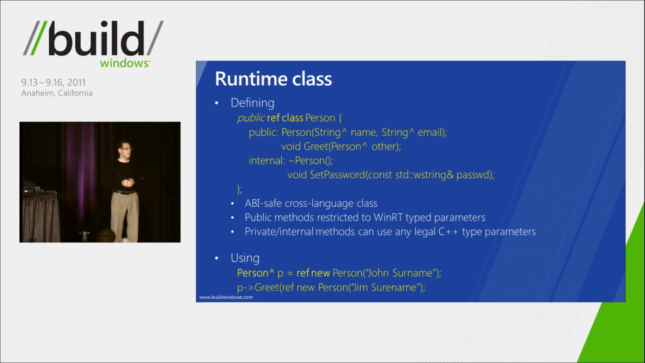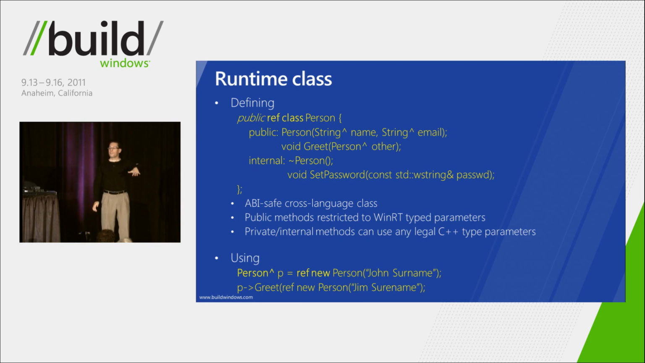And so the way you do that is you say ref class person, and then you write your methods as normal. Now, in addition to the normal public and protected and private accessibilities, you also get internal, which may be familiar to you. It has the same meaning as anywhere else you may have heard it before.